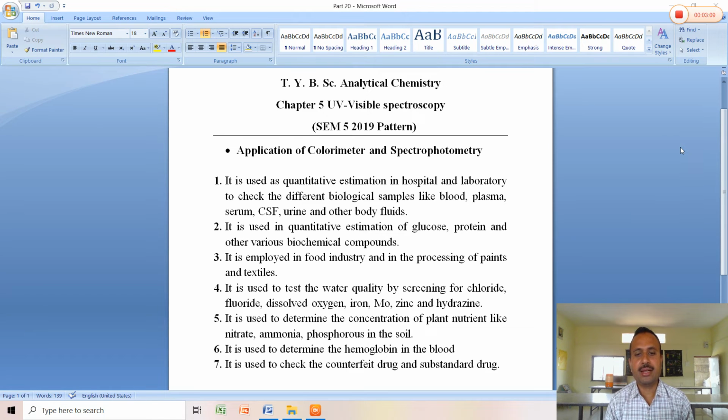The last application is that it is used to check the counterfeit drugs and substandard drugs. Now counterfeit drugs or substandard drugs are nothing but the drugs which do not meet the good quality of drugs, which do not fulfill the complete requirement or complete identification of the standard drugs. So these are the counterfeit drugs, and to check the counterfeit drugs and substandard drugs, the most important application is that colorimetry is applicable for that. So colorimetry is applicable to check the counterfeit drugs and substandard drugs.